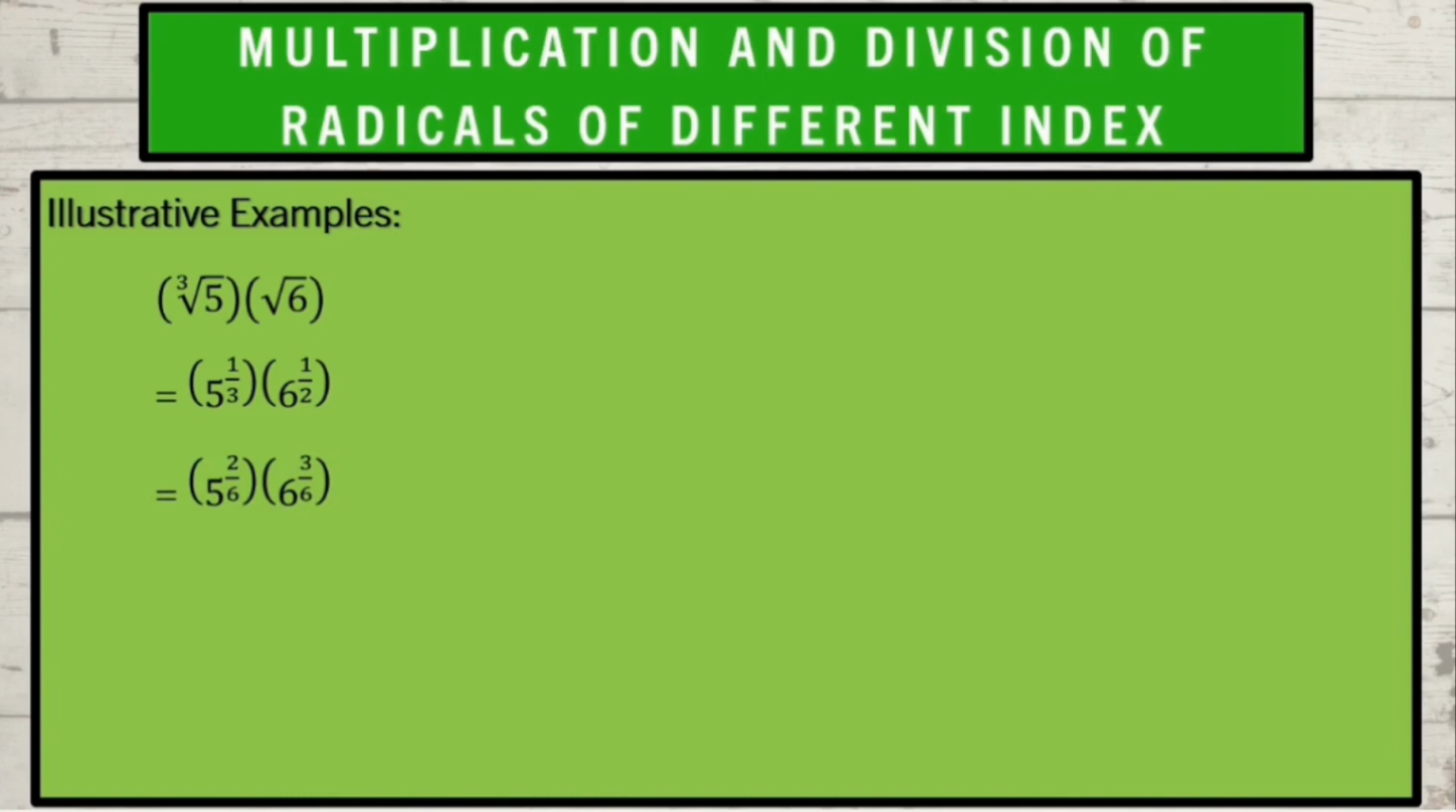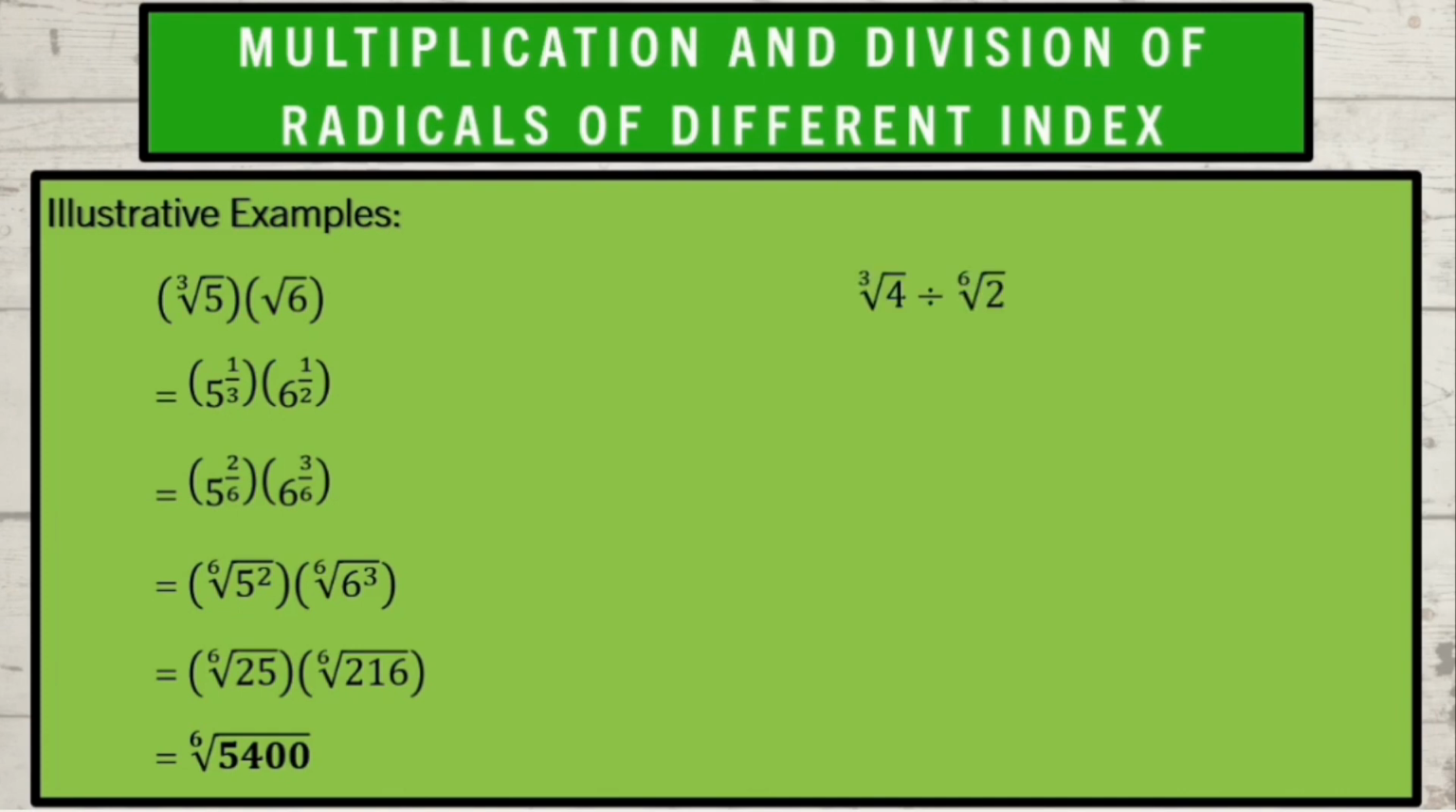Rewrite the equivalent fractional exponent in radical form. We will have 6th root of 5 squared multiplied by 6th root of 6 cubed. Simplify, we will get 6th root of 25 multiplied by 6th root of 216. Lastly, to get the product of the expressions, we will have 6th root of 5,400, which is our final answer.